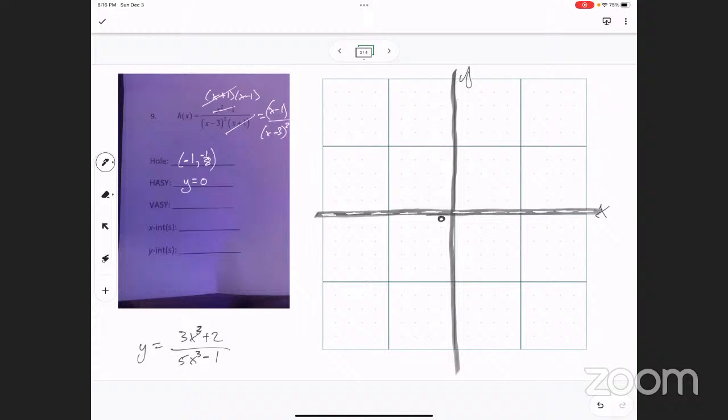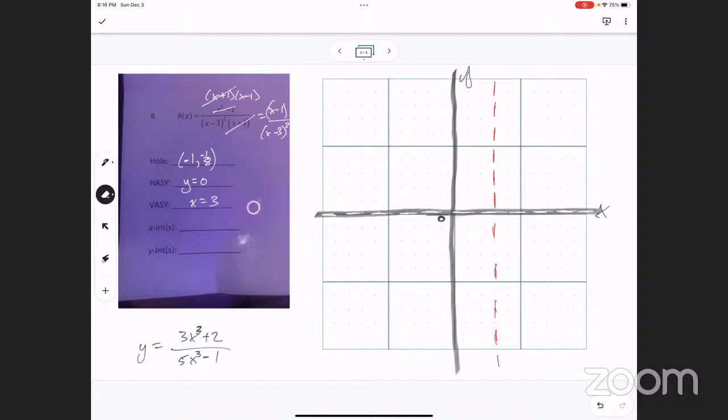Vertical asymptote has to do with the denominator. You set the denominator equal to 0, and so we do that. We get x equals 3. So x equals 3 is my vertical asymptote. So it's right here. And now, do you remember about multiplicity of asymptotes? No. The fact that the multiplicity is 2, I'm going to just write that down here so you can understand.